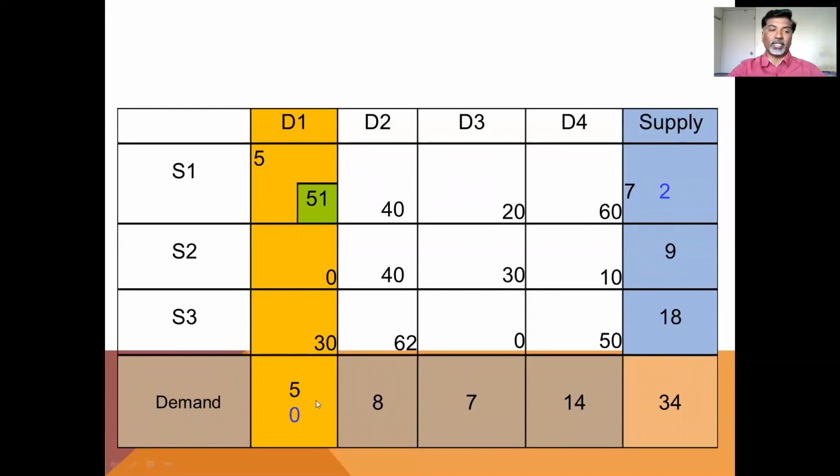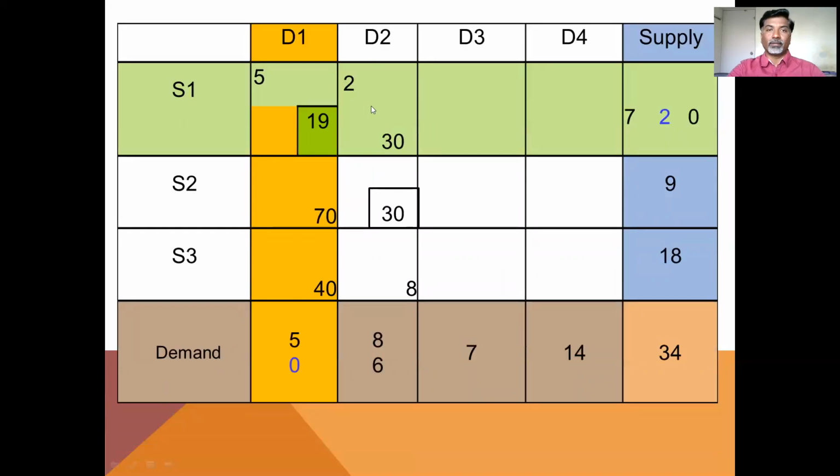Then we have to check the demand and supply value with this allotted cell. The supply is more as compared to demand, so we have to move horizontally. So in the next iteration, we should be in this cell.